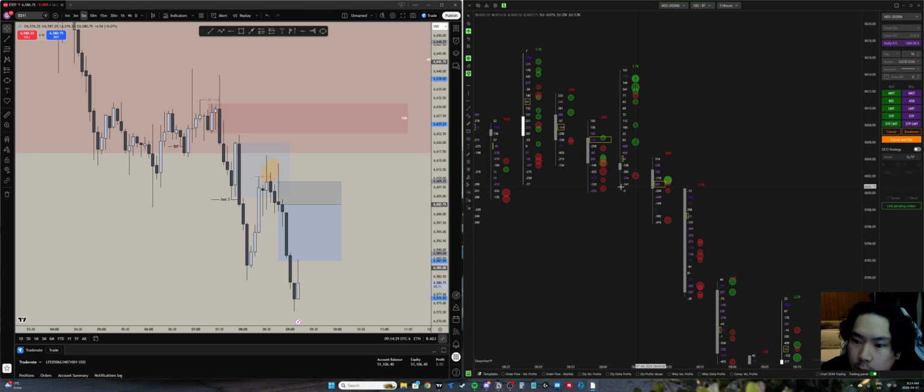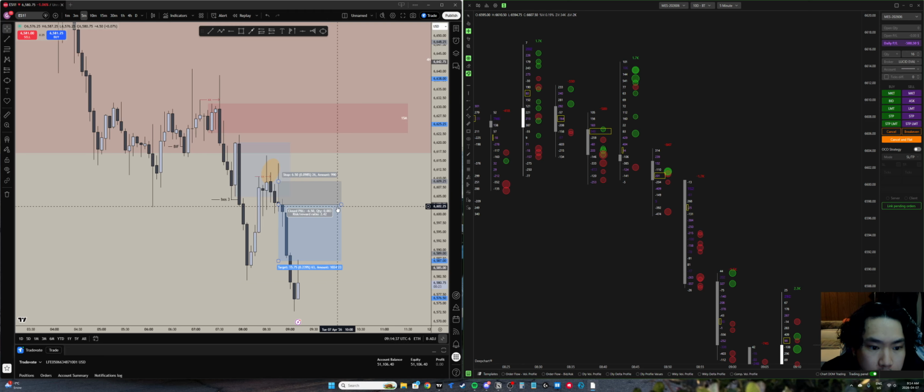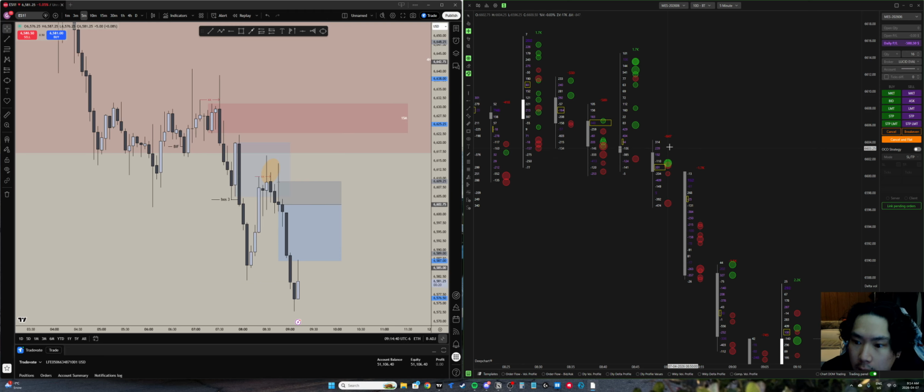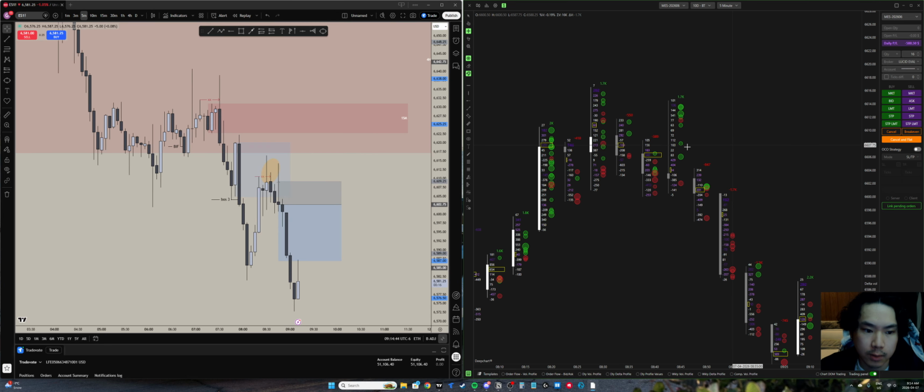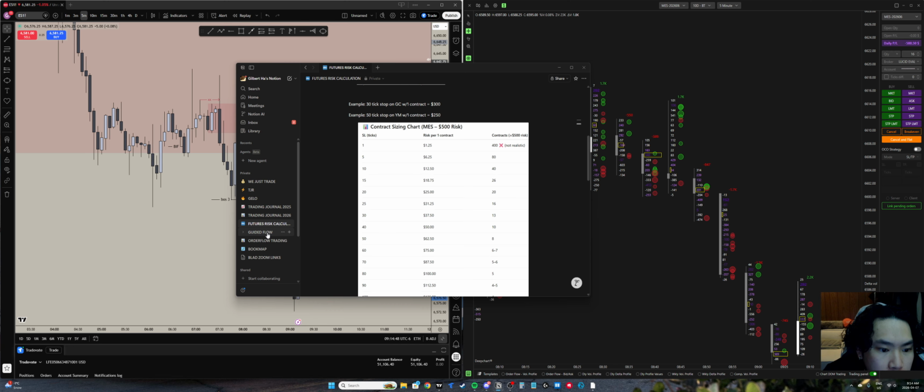we kind of see a small little cluster of negative deltas, and I just kind of got in through here. So my position ended up being here, and full TP was achieved. Now, in terms of the absorption checklist, actually, let's pull up our whole checklist here.